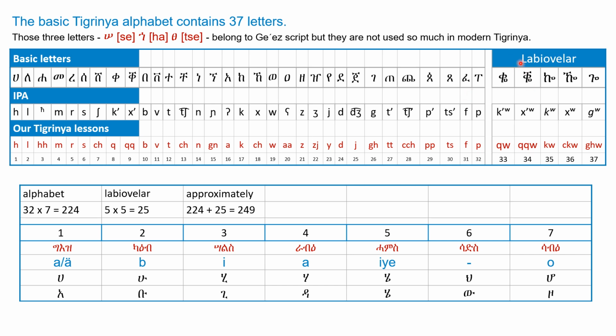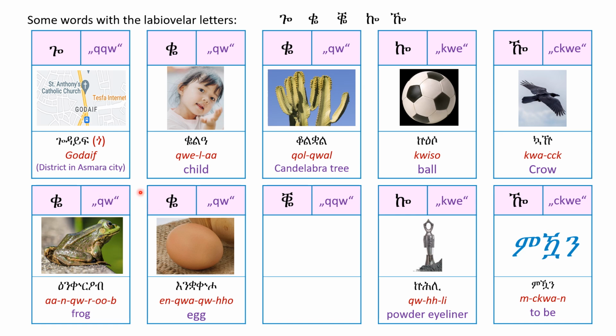And here are the labiovelars. And the 7 rows are, for example, ha, ha, hu, he, ha, he, ho. And then we have about 149 letters. Here are some words with the labiovelars.